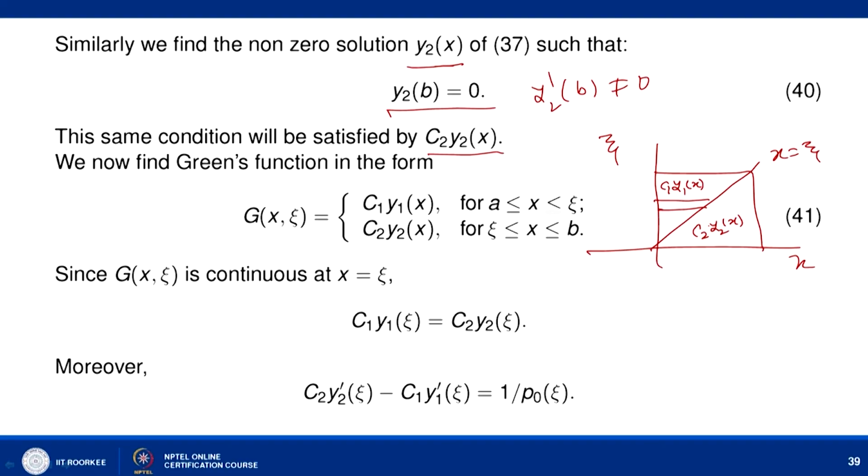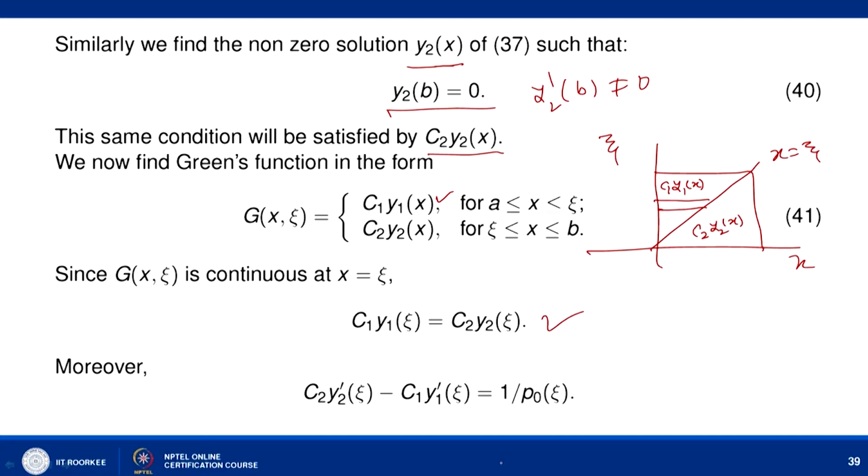You need to find this c1 and c2 based on the properties of the Green's function which we have assumed here. So, the first property we have assumed is that g(x, xi) is continuous at x equal to xi. So, on this diagonal it is continuous. It means that c1 y1(xi) equal to c2 y2(xi). If we come from the left or the right, the value must be equal, because we are approaching from this side and from this side at x equal to xi. So, c1 y1(xi) equal to c2 y2(xi), that is from the continuity of g.